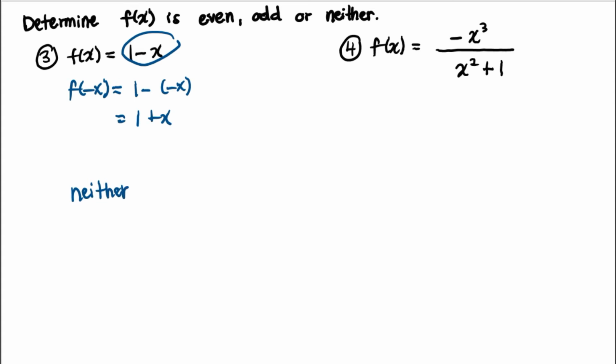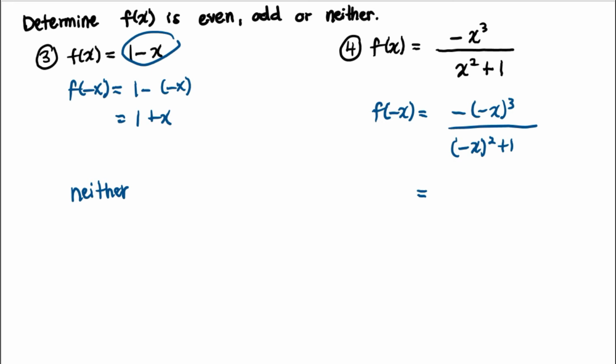Now let's look at the fourth one here. Suppose we have this function. So we have a negative x here, so we'll have a negative of negative x to the power of 3, divided by negative x to the power of 2 plus 1. Now we simplify this one.